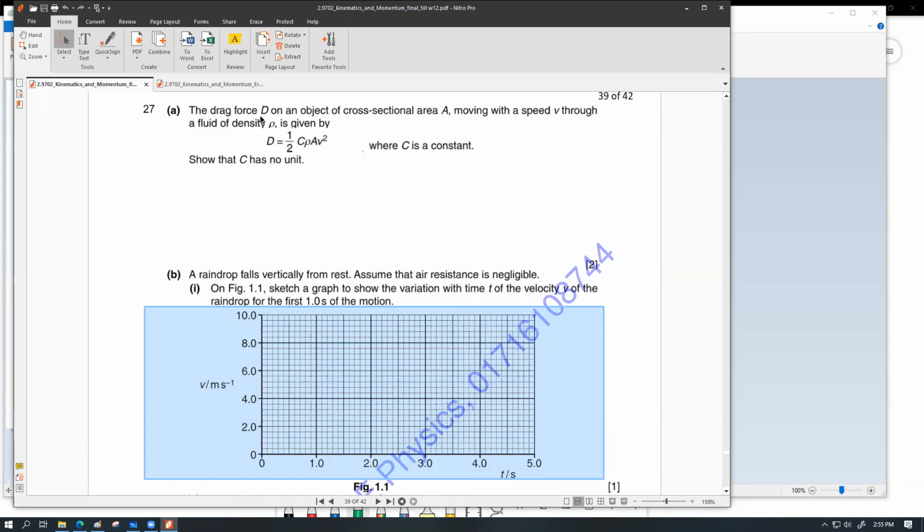So you're gonna simply do the homogeneity check. You know how to do that from chapter 1, and you go ahead with that. B number will say a raindrop falls vertically from rest. Assume air resistance is negligible.